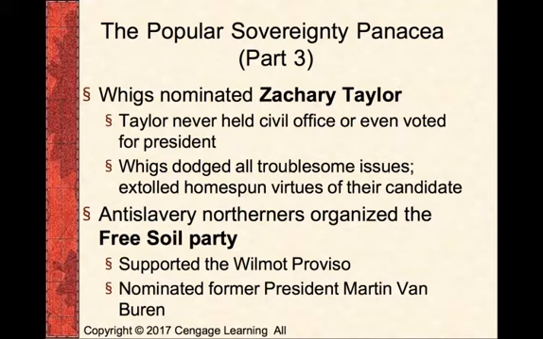Another party popped up in this election called the Free Soil Party. These Free Soilers promoted the Wilmot Proviso that was talked about at the end of chapter 17, and also nominated former President Martin Van Buren as their candidate.